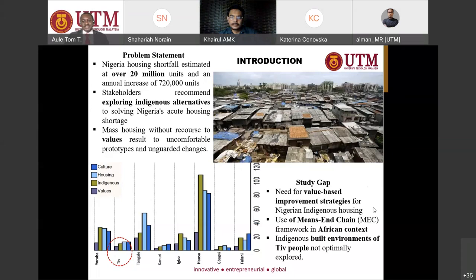Also, the means-end approach, the main methodological approach of this study, has not been fully used in the African context. Most studies utilizing means-end are done in Europe or Asia. So in the African context, the application of the methodology is scarce. Also, the built environment of the Tiv people in context is not optimally explored, as there is a visible scarcity of literature on that context too. So these are the gaps the study wants to fill.